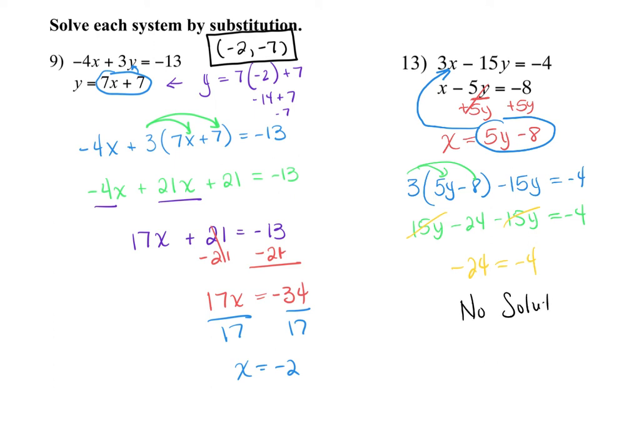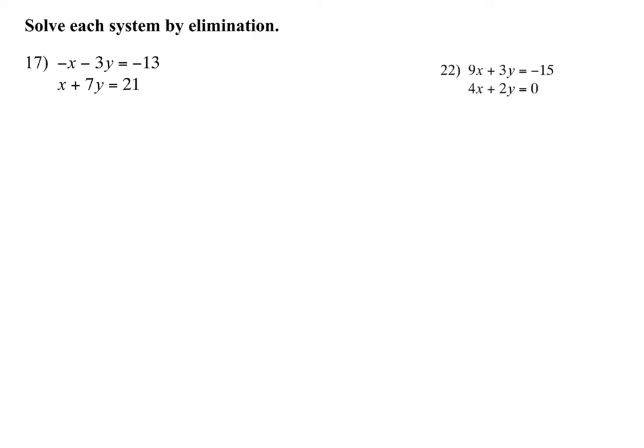If I had gotten negative 4 equals negative 4, that happens always. And that would have been an infinite number of solutions. It would have been one of my lines, actually. Either of those lines you could have circled and said, this is my answer. Infinite number of solutions had it been a true statement, but a false statement is no solution. So you could have something like that as well.